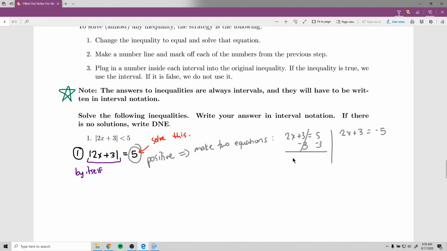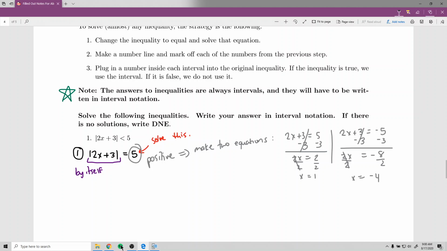Subtract 3 from each side, we get 2x equals 5 minus 3, which is 2. Divide each side by 2, and x equals 1. That's one of our answers that we're going to put on the number line. And then the other one, subtract the 3 off. We get 2x equals negative 5 minus 3, which is negative 8. And then divide by the 2 to get x, and we get x equals negative 8 divided by 2, which is negative 4.